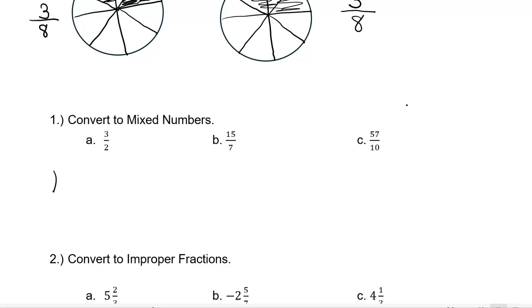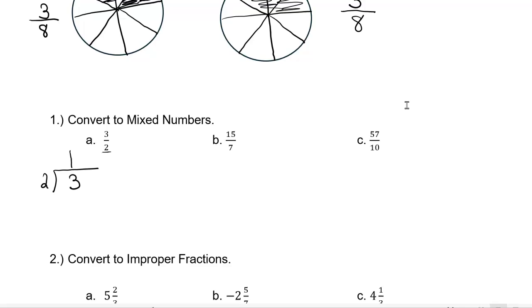So long division, I have my symbol here. The number that goes into the numerator goes outside, right? And the number in the numerator goes underneath. So this is saying 2 goes into 3 how many times? Well, 2 goes into 3 one whole time.